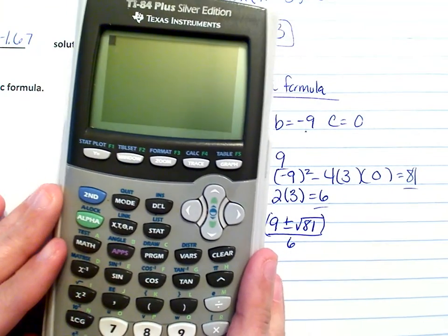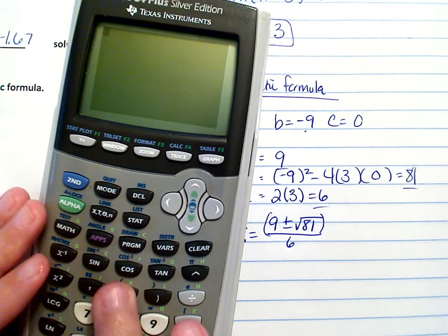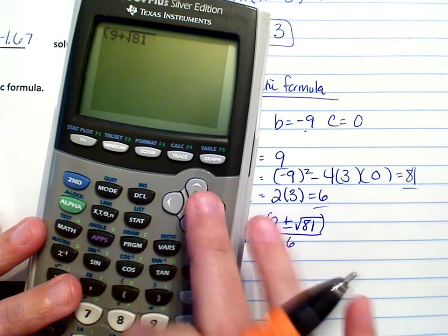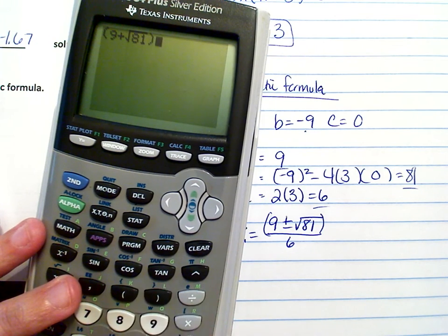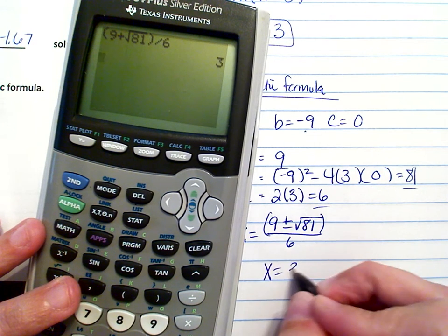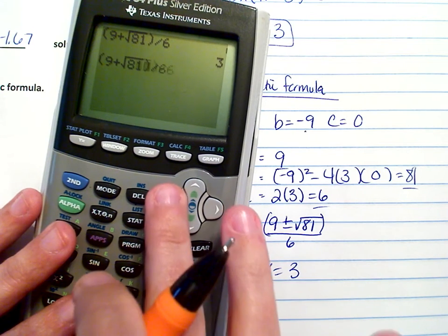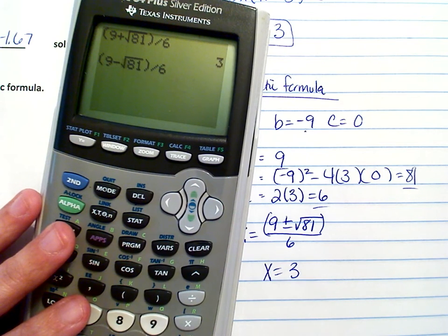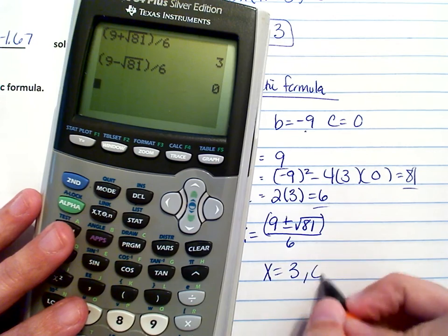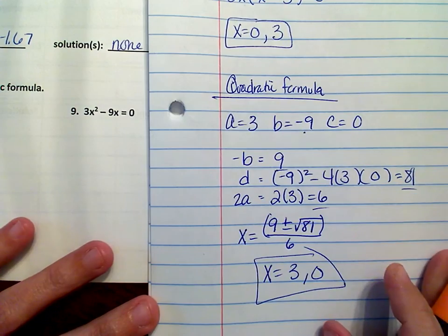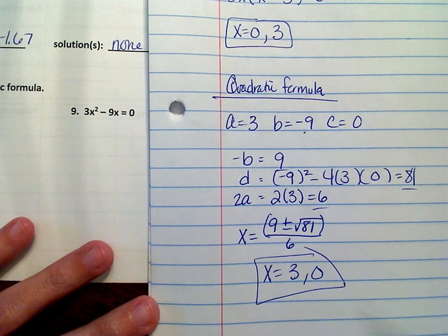Find the best light for this. All right. And 9 plus the square root of 81. Go outside the radical bar, close it, and divide by 6. That gives me 3. So x equals 3. And then I can hit second enter, and then just scroll back and change that to a minus sign and hit enter, and that equals 0. So you can see that we got the same answer when we factored as when we used the quadratic formula.